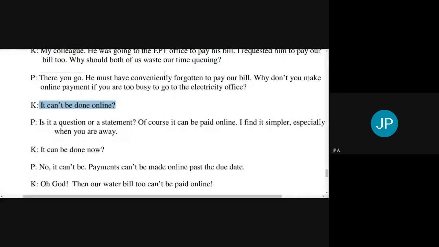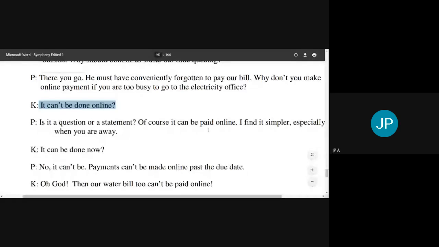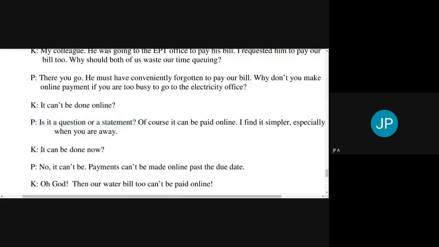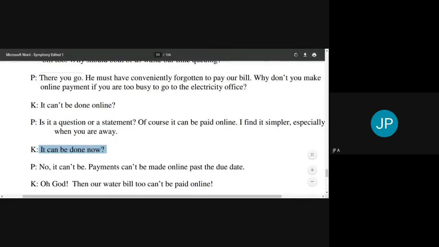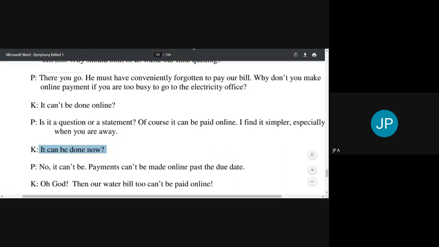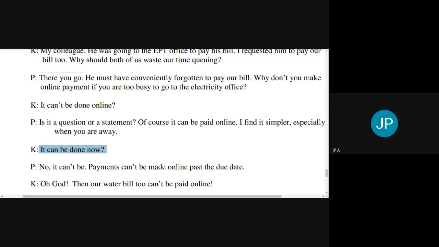So she is asking, is it a question or a statement? She is actually correcting his language here, and only then is she speaking about the payment of the bill. Again, he doesn't understand the error that he makes. He makes the same mistake again. He says it can't be done online now. He repeats it. He says it can't be done online. I mean, it can be done now.